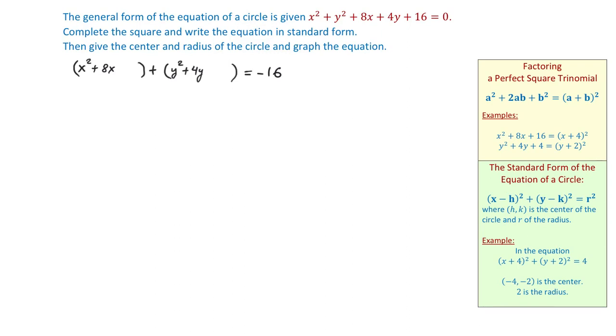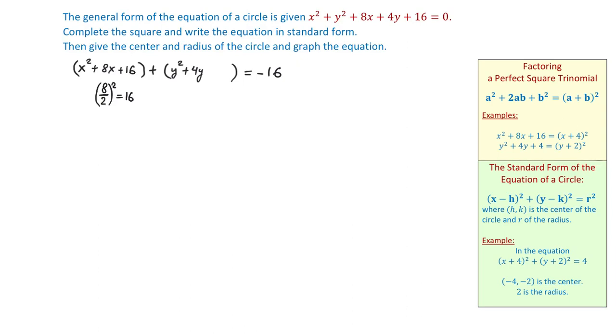Now in each parenthesis we will complete the square. In the first parenthesis we have the first two terms of a perfect square trinomial, that is x squared plus 8x, and we have to find the third term that would make this trinomial a perfect square. One simple technique is take 8 that is in front of x divided by 2, and what you get raised to the second power. 8 divided by 2 is 4. 4 to the second power is 16. So the number that will go after 8x will be 16.